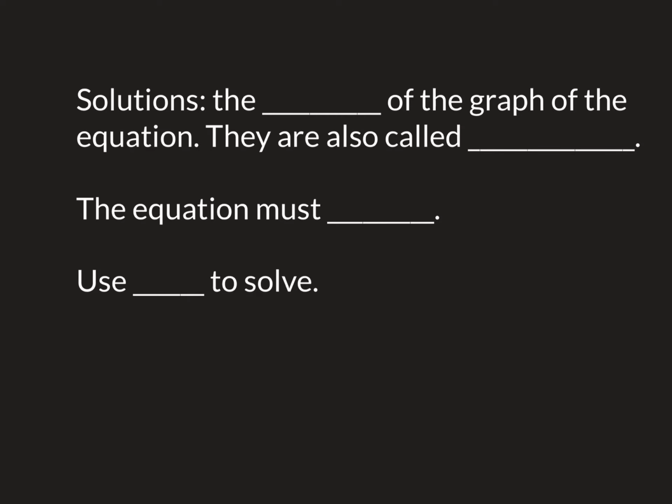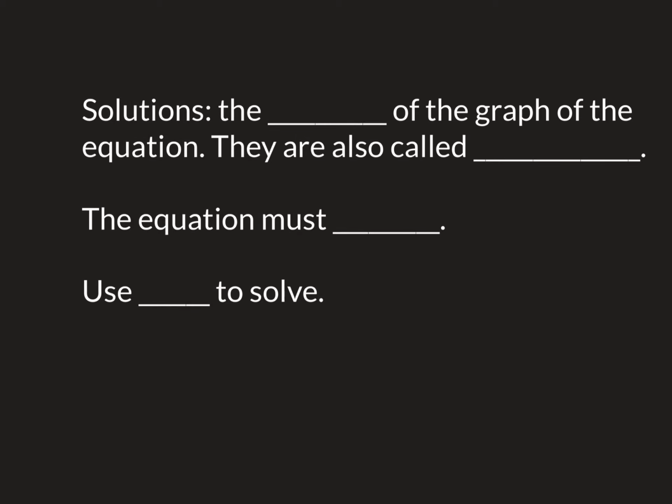The solutions of the graph are still the x-intercepts. So in that first blank we're going to write x-intercepts. And I'm going to put it like this because it could be possible that there would only be one x-intercept. So there could be just one solution. The solutions are also called roots or zeros.